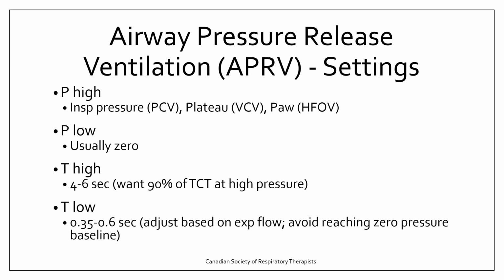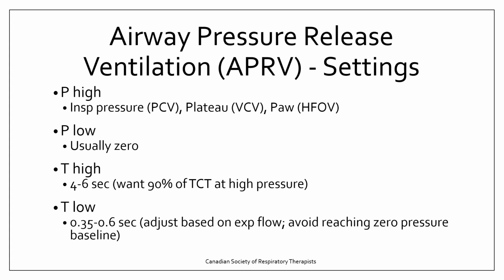When setting our P low, you can set it really anywhere below your P high, but typically what you want to do is set it at 0 or close to 0, so that you have a large pressure gradient between your high pressure and your low pressure, so that when we switch off of your high pressure and go to our low pressure, we have a very large pressure gradient. It's airway pressure release ventilation: we release that high pressure, have a large gradient so that we can exhale a large amount of gas, right?